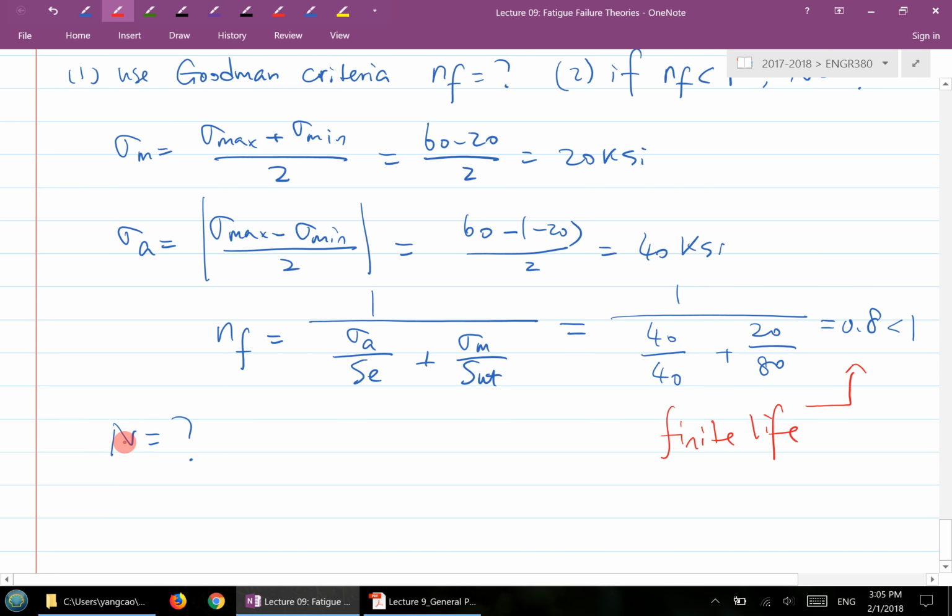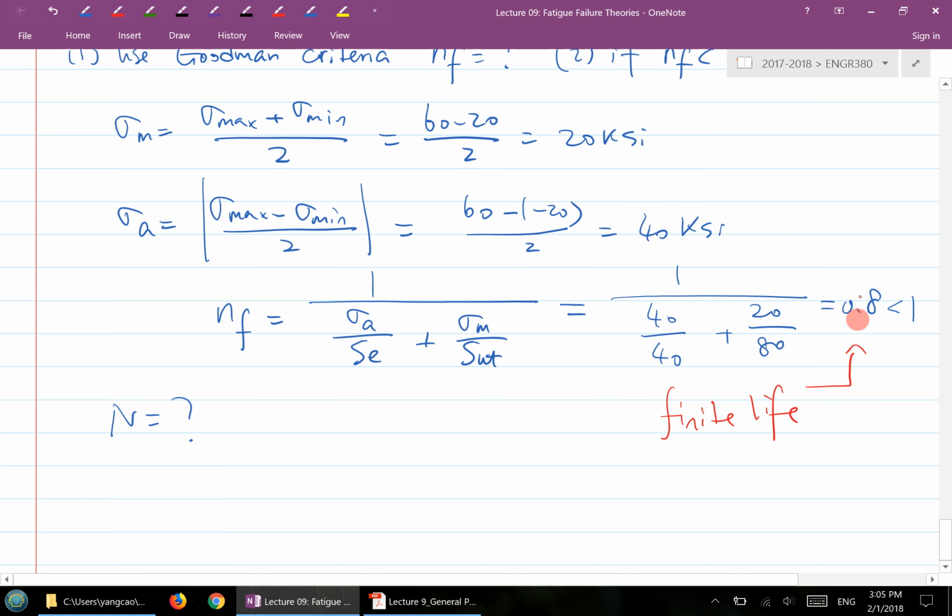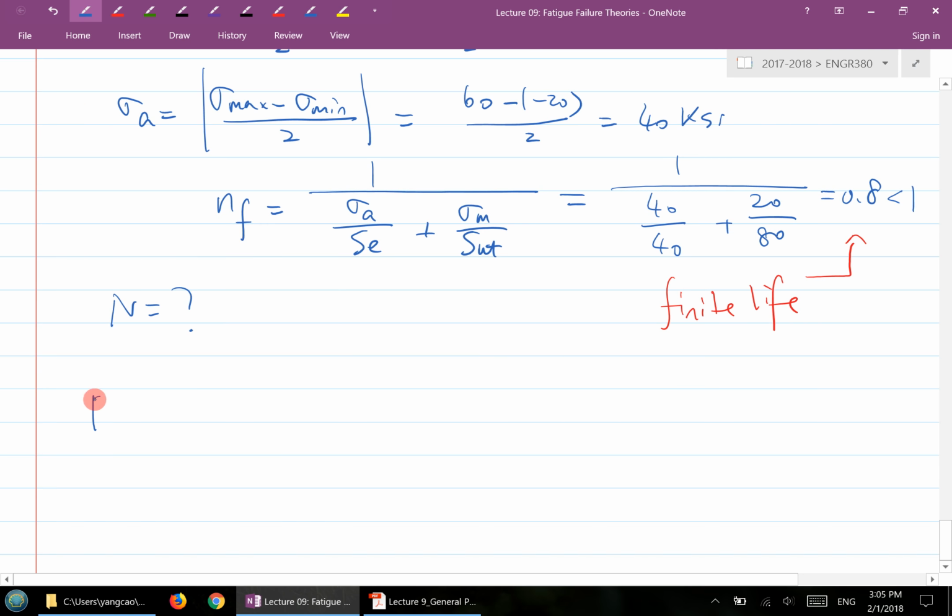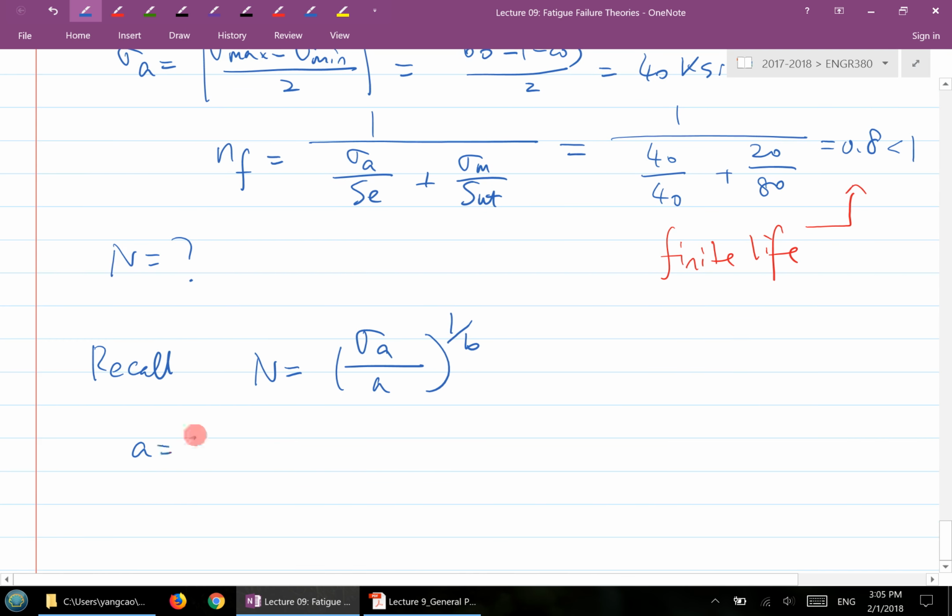At the beginning of the lecture, we had an example to estimate the number of life. In that example, if you recall, how do I calculate the N here? So N equals sigma A over A, to the power 1 over B, and A equals F SUT squared over SE, and B equals a logarithmic expression. This is the formula that we used for that example.